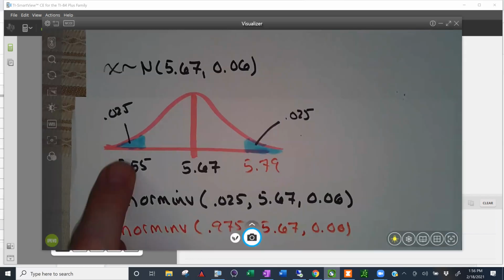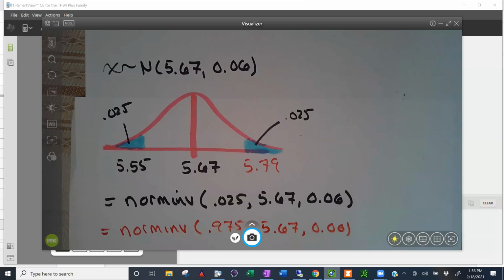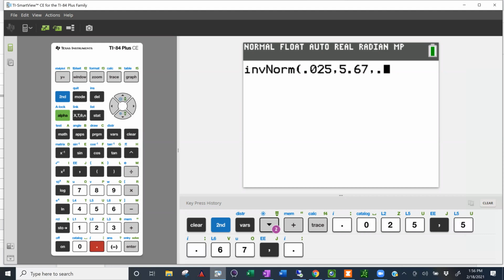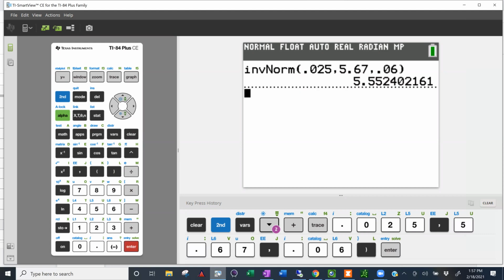So if I wanted to try and find the point with 2.5% of the area in the left tail, then I'll type in 0.025, comma, and then the mean, which is 5.67, and then the standard deviation, which is 0.06. I should get 5.55. Yay, that matches what I expected.